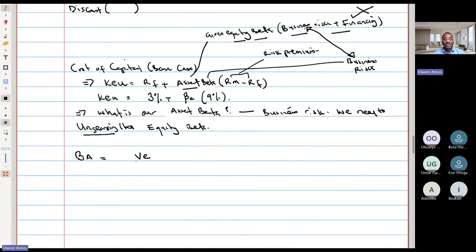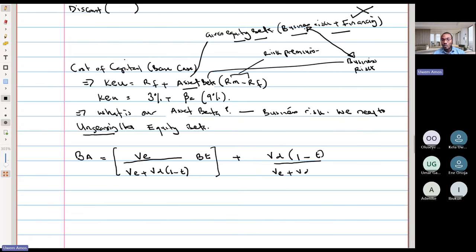VE, which is the value of equity, divided by the value of equity plus the value of debt, bracket 1 minus tax, multiplied by BE, which is the beta equity, or equity beta, used interchangeably, plus the value of debt, bracket 1 minus T, divided by the value of equity plus the value of debt, bracket 1 minus T, multiplied by beta debt.